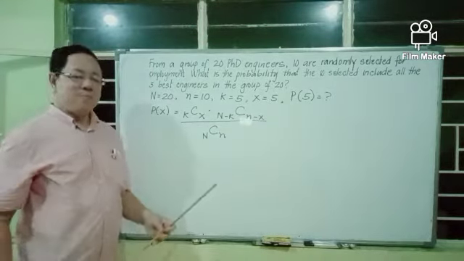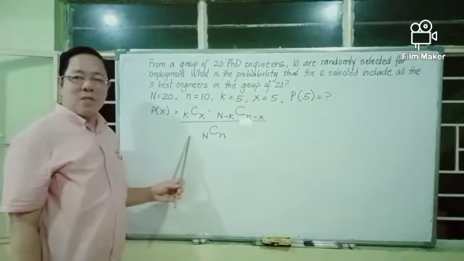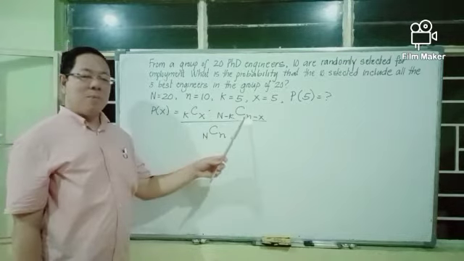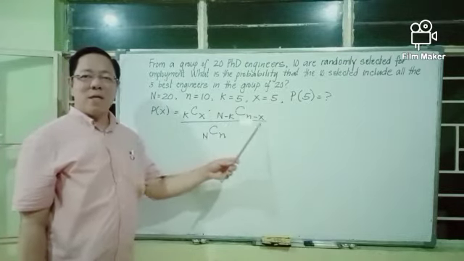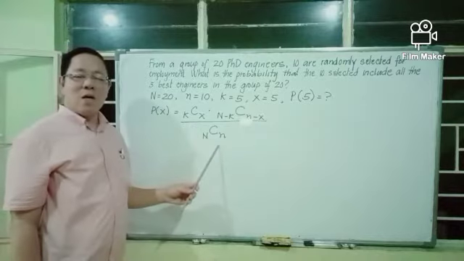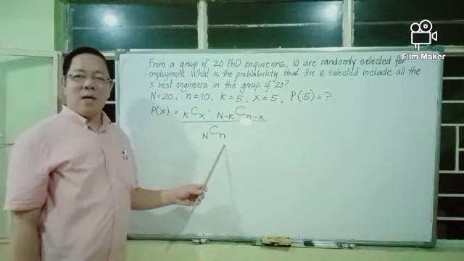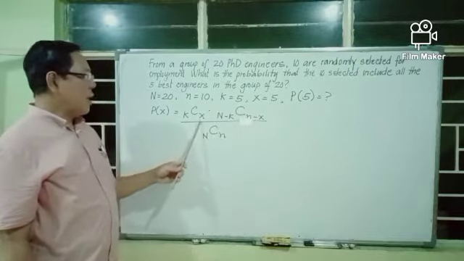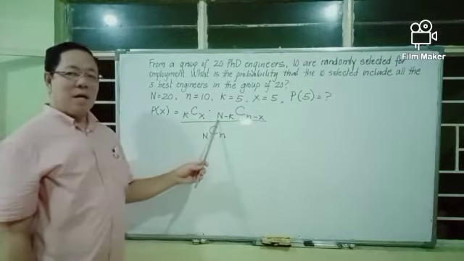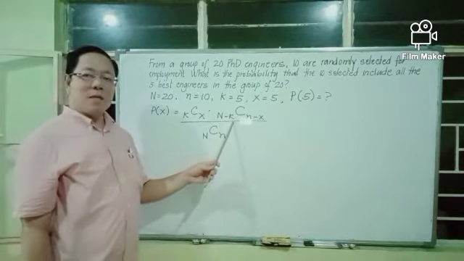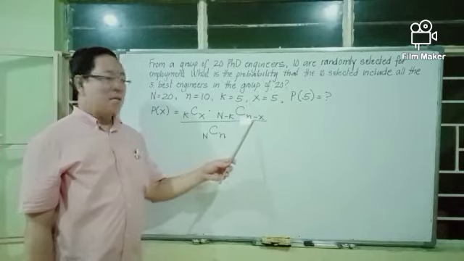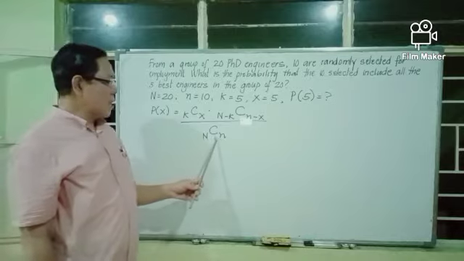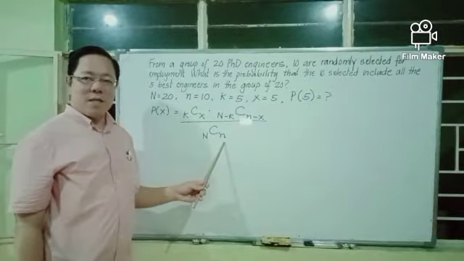The probability of x by hypergeometric probability distribution is given by combination of k taken x multiplied by combination of N minus k taken n minus x over combination of capital N taken small n at a time. We substitute k is 5, x is 5, capital N is 20, small n is 10: combination of 5 taken 5 times combination of 15 taken 5, over combination of 20 taken 10 at a time.